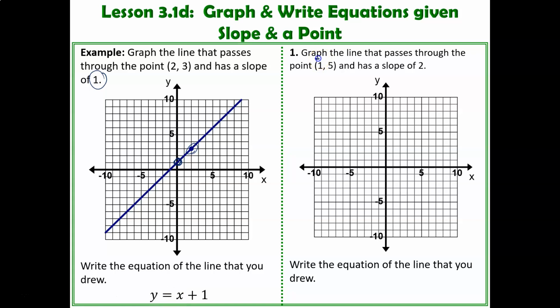On your paper, I believe this says -1, so I'm going to plot my first point. It says graph the line that passes through the point (-1, 5) and has a slope of 2. So I'm going to go -1, up 5. That's my starting point. Now from there, I'm going to use my slope as my road map. Up 2 over 1, up 2 over 1. Let's do some on the other side. Down 2, left 1.